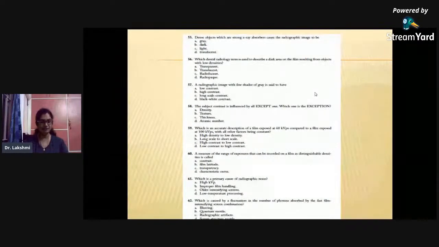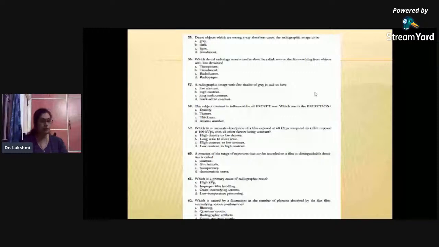Coming to 55th question, dense objects which are strong X-ray absorbers cause the radiographic image to be. Answer is C, that is light. Okay, which dental radiology term is used to describe a dark area on the film resulting from objects with low density? 56, answer is C, that is radiolucent. Okay, or radiolucency. 57, a radiographic image with few shades of gray, D, that is high contrast. Okay, few gray shades and more of the radiopaque structures.